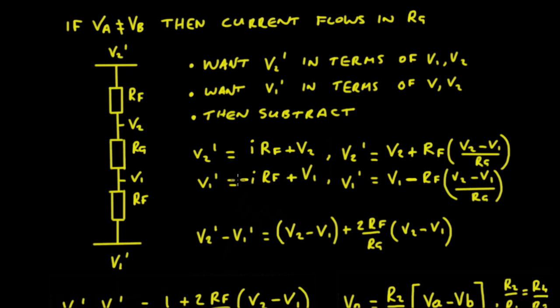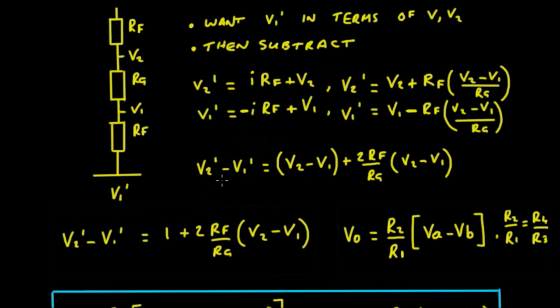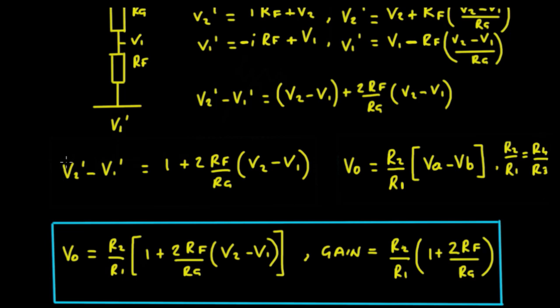Now when we subtract one from the other, we get V2 dash minus V1 dash equals V2 minus V1, and that's going to give us this one minus the negative of that one, which is going to be plus it, so you end up with 2 RF upon RG times V2 minus V1. Then we can rewrite that and say V2 dash minus V1 dash is going to equal 1 plus 2 RF upon RG times V2 minus V1.